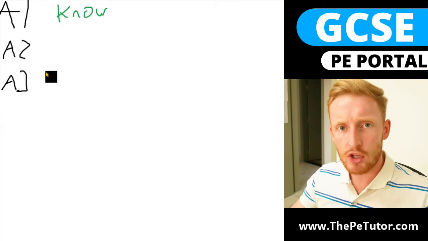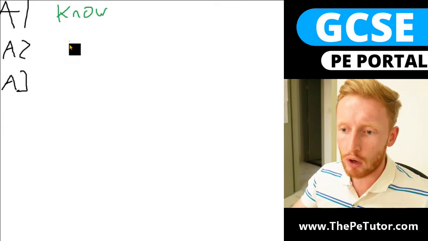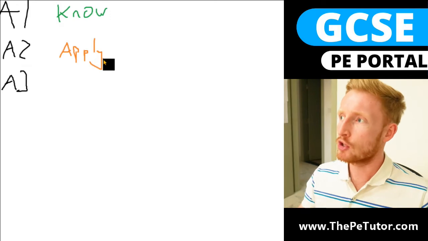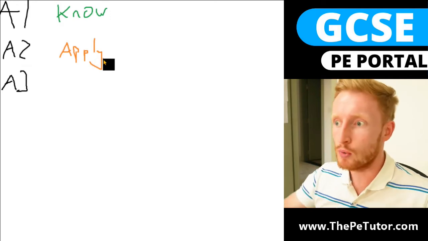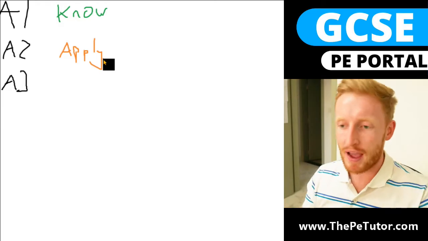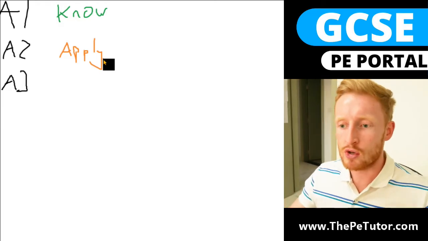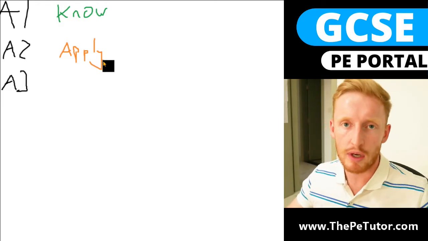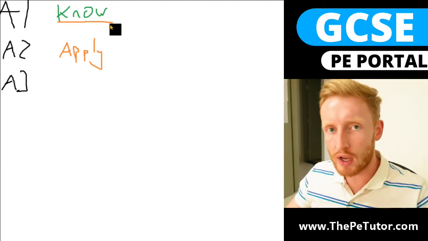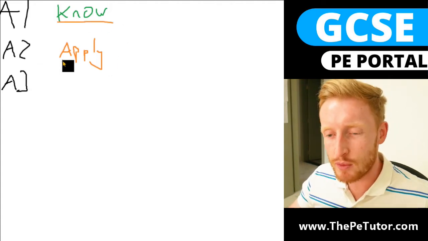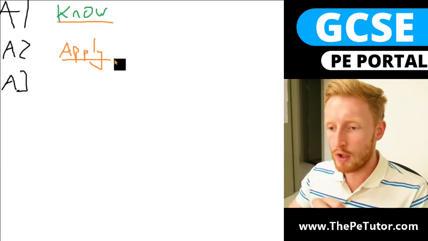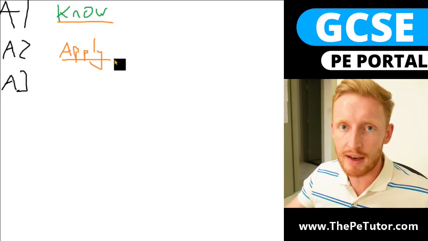AO2 is then you being able to apply that a little bit more specifically to the body, to physiology, to exercise, to physical activity. So just to develop that definition a little bit more, to apply it to the human body in motion, in sport, whatever it might be. So AO1 is just knowledge, there are defined terms. AO2, can you expand on them? Can you apply them to the physiology, to the psychology of a person, to a human in action?